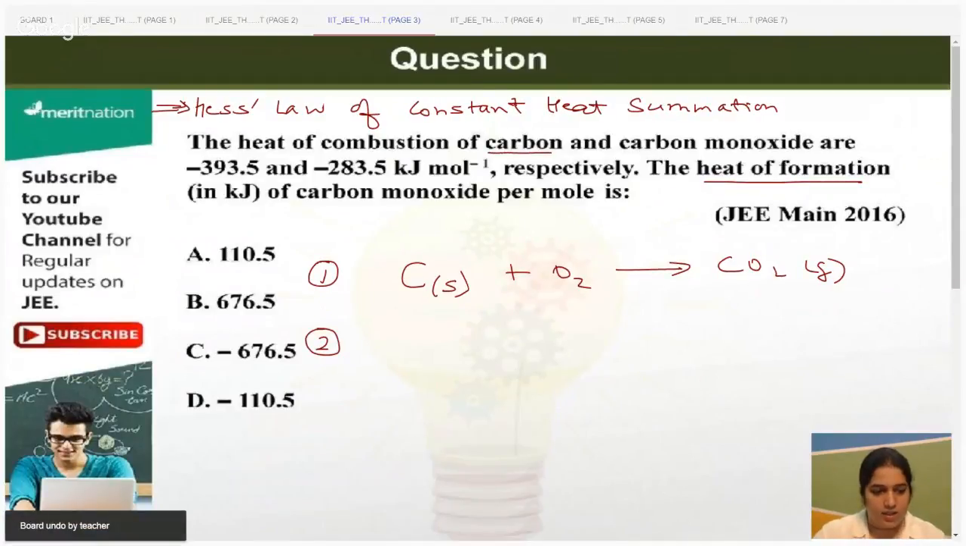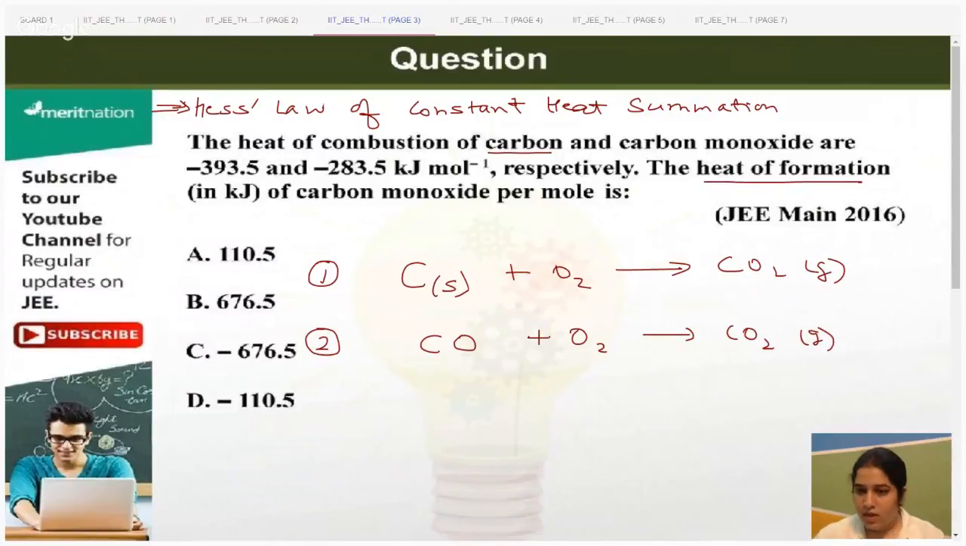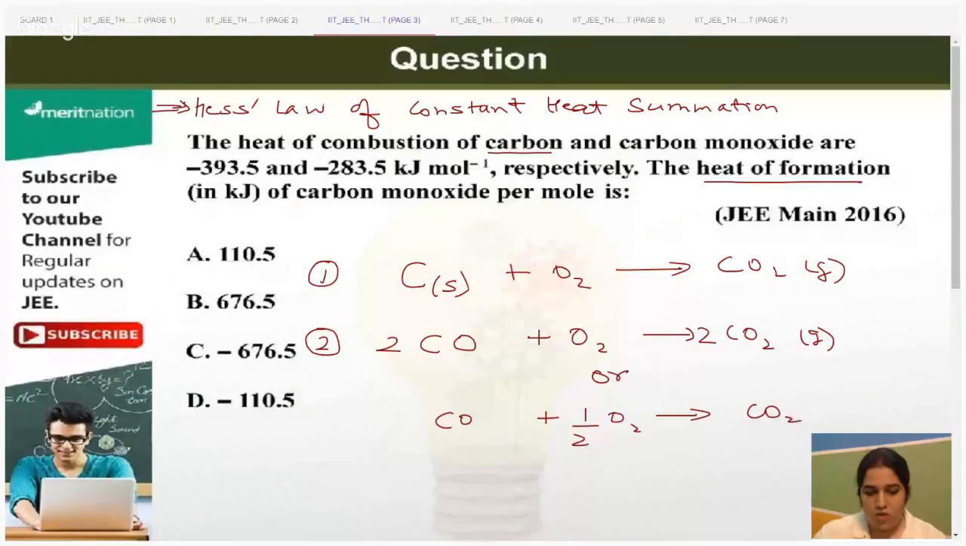For the second one, we will see an abnormality there, and we need to understand that concept. This is now carbon monoxide reacting with O2. This will also give me CO2. But is the equation balanced? No, it is not. So there are two ways of balancing this reaction. One is I can write 2CO plus O2 gives 2CO2, and the equation becomes balanced. Or we can write this as CO plus half O2 gives CO2.